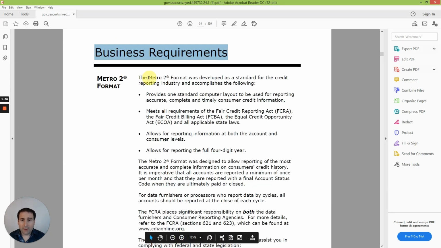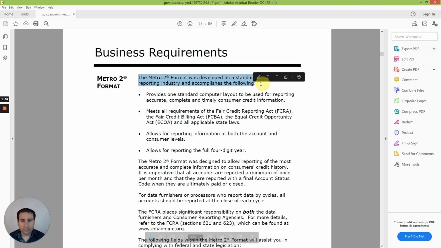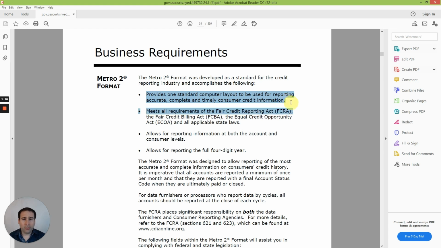So the Metro 2 format was developed as a standard for the credit reporting industry to accomplish the following. Provide one standard computer layout to be used for reporting accurate, complete, and timely information. Again, here we've got timely. Now notice it says one computer layout.